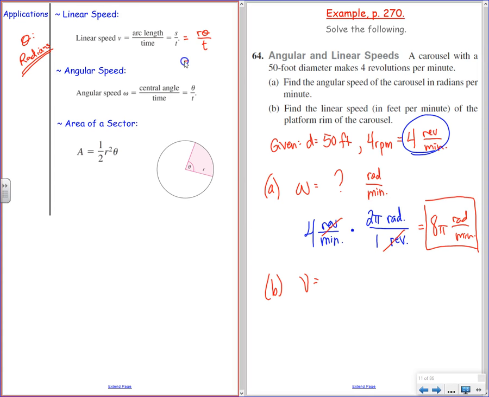And who's theta over T? Who's that the same thing as? I can actually just take omega, the angular speed, and multiply it by the radius.